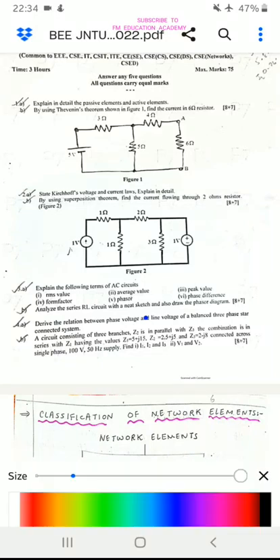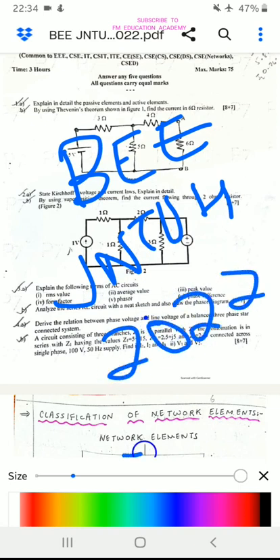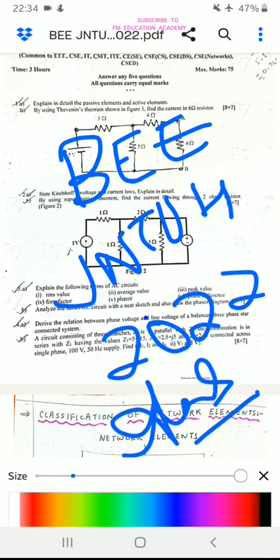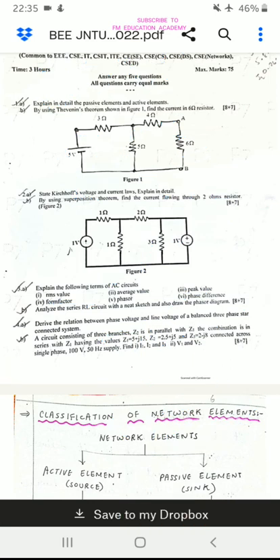In today's video, we'll be seeing B.Tech JNTUH 2022 answers of all the options. That is, we'll solve 1A, 1B till 8A and 8B. So, the first question is: explain in detail the passive and active elements, and it is for 8 marks.